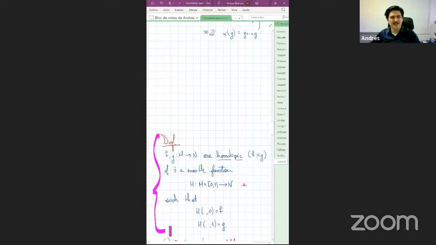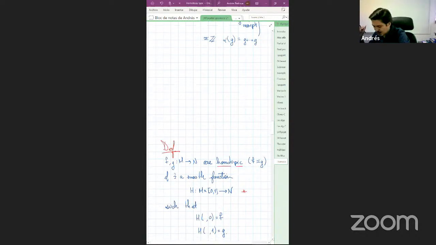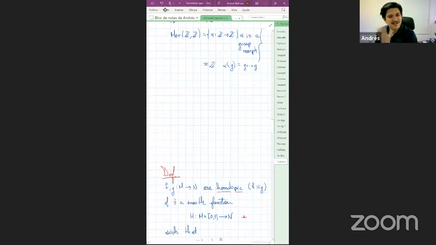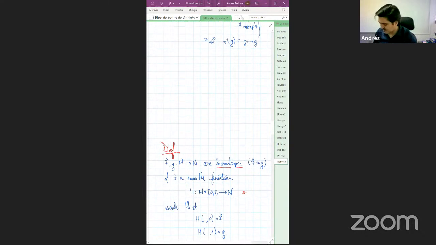Okay? But now, because we are in the smooth setting, M and N are smooth manifolds, F and G are smooth maps, and H has to be smooth. Now, everything is the same. At time 0, I'm at one map, and at time 1, I get the other map. Nothing new there. But there is a slight thing that I really want to discuss.